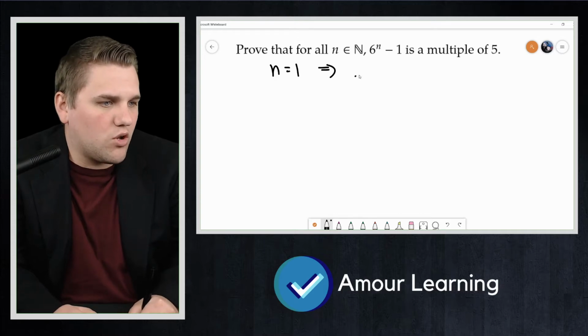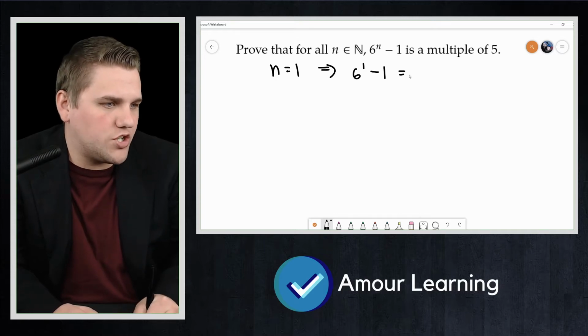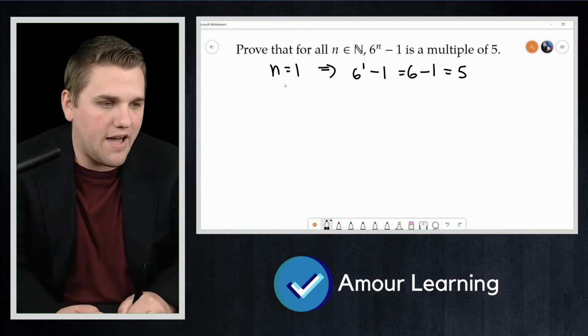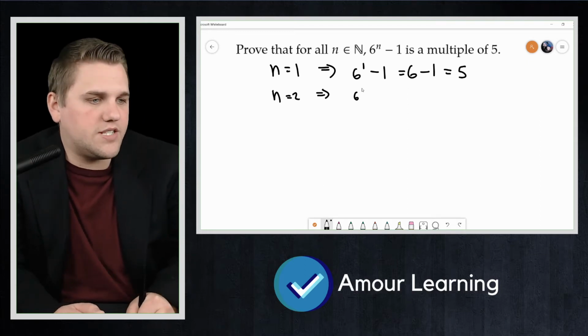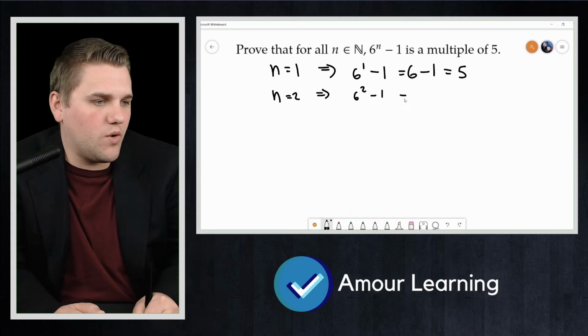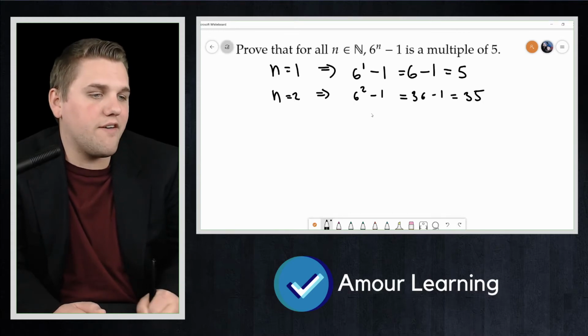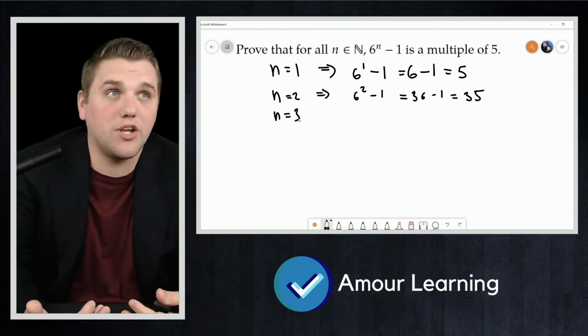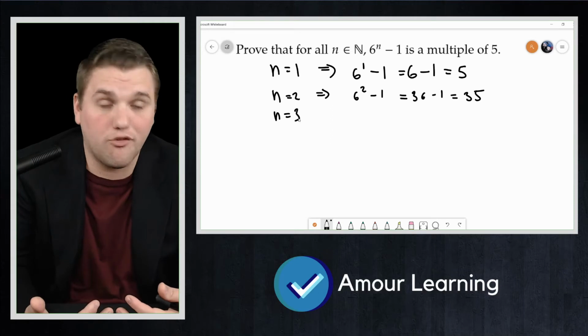Well, with n equals 1, we're looking at 6 to the 1 minus 1, which is 6 minus 1, which is 5, and that's a multiple of 5. Let's look at n equals 2. This is 6 squared minus 1, which is 36 minus 1, which is 35. Now, the goal isn't to just test every single natural number here, because that would take quite literally forever.